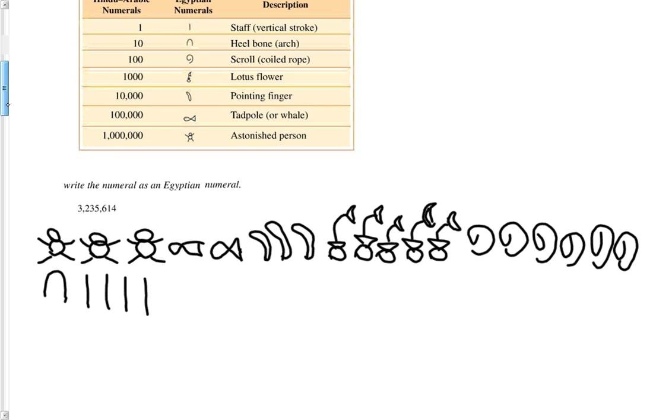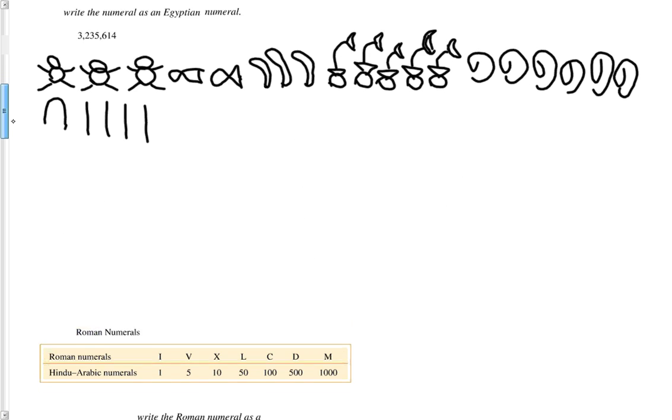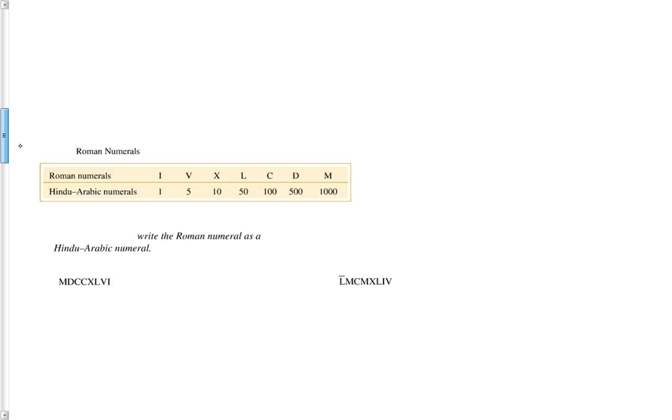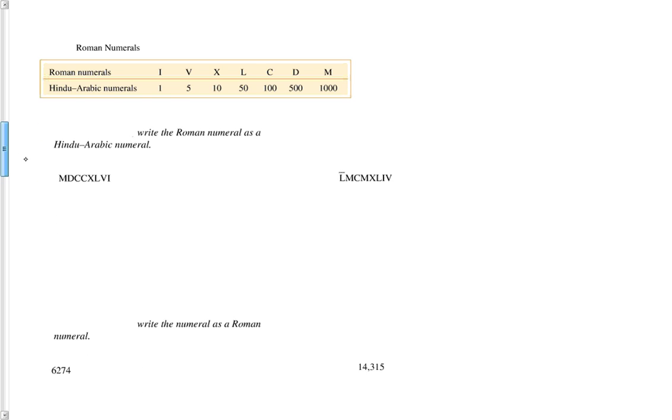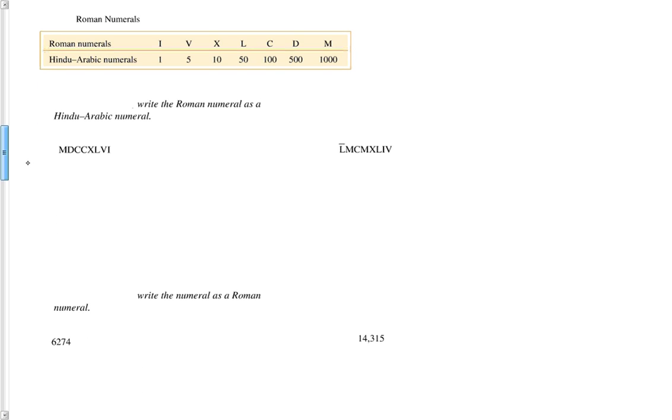Okay, so another kind of additive system is the Roman system. And the Roman system is a bit more complicated, a bit more involved than the Egyptian system. So let's take a look at the differences between the Egyptian and the Roman system. Okay, first, in the Egyptian system, we just add the value of all of the numerals.